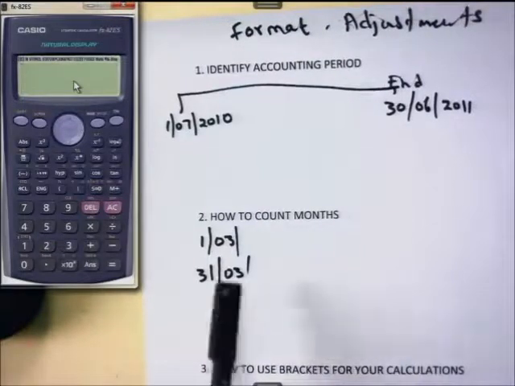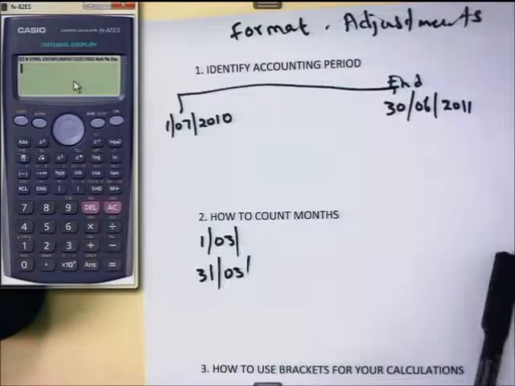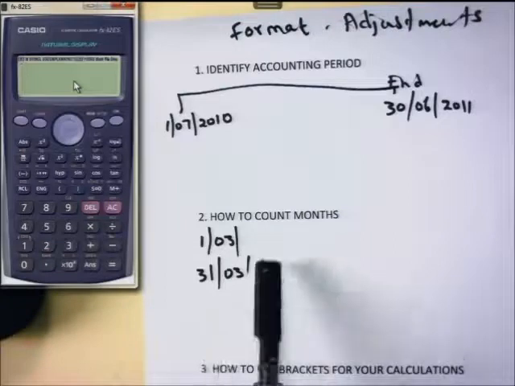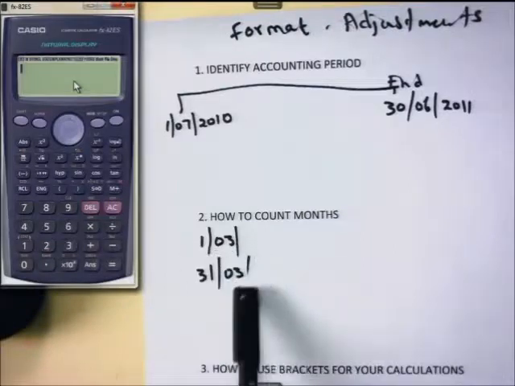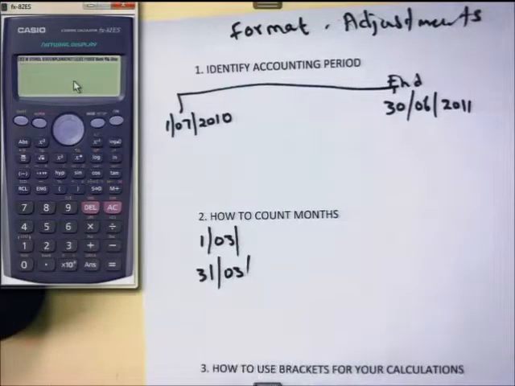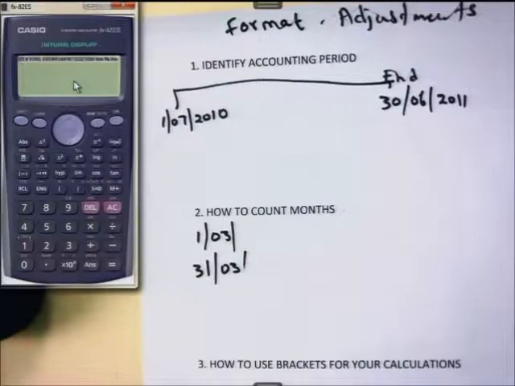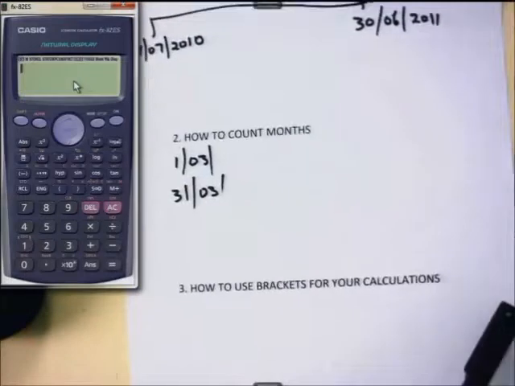You count from the date given to the end of the accounting period, or from the beginning of the accounting period to the date given. Is the date given the first day of the month or the last day of the month? You'll see when we check the actual question how we apply this skill, how to count months. But it's very important to know how to count months.